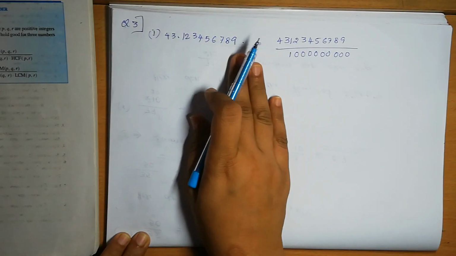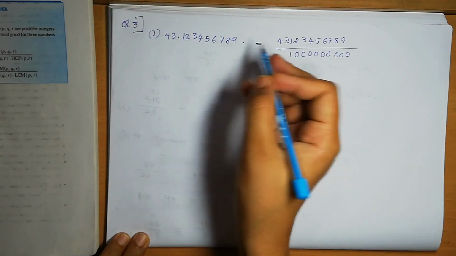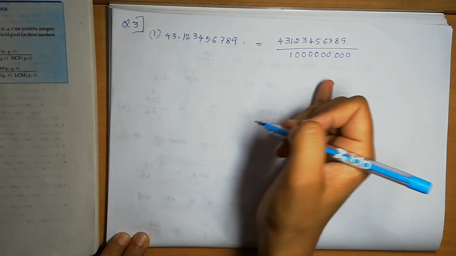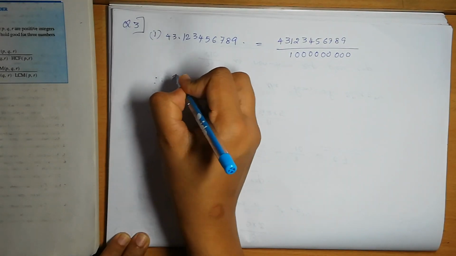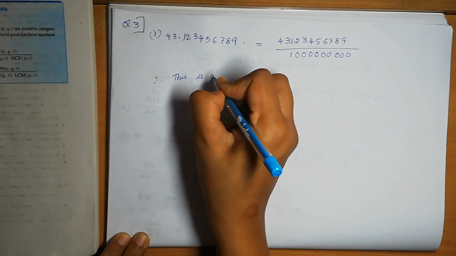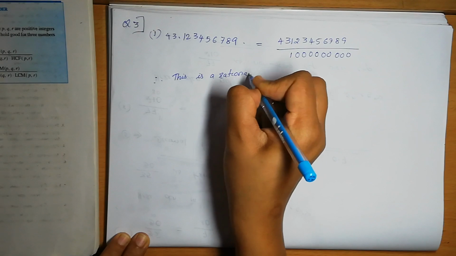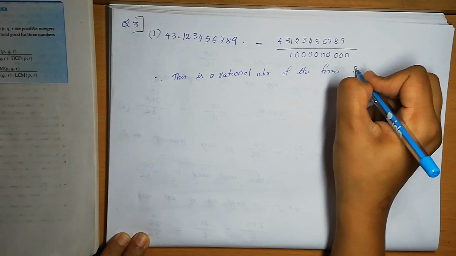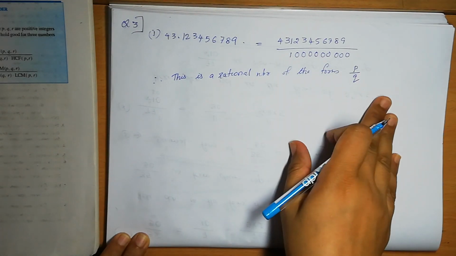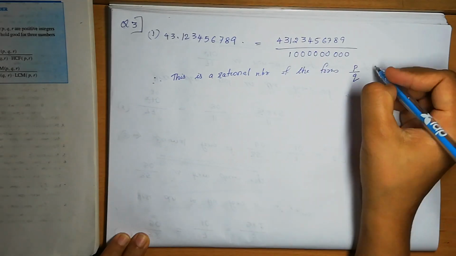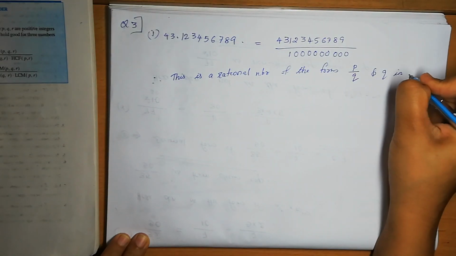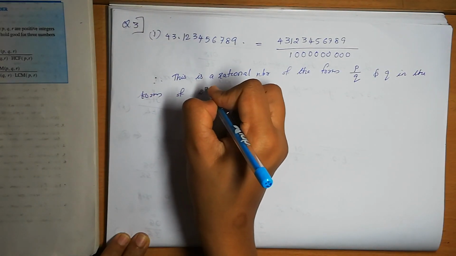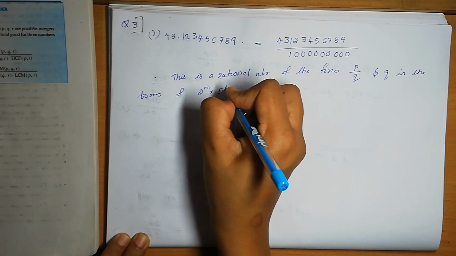This is a decimal form, right? Actually the fraction form we can write. So anyway, this term is a decimal expansion. So what we can say? This is a rational number of the form p by q, and q is in the form of 2 raised to m into 5 raised to n form. Correct.